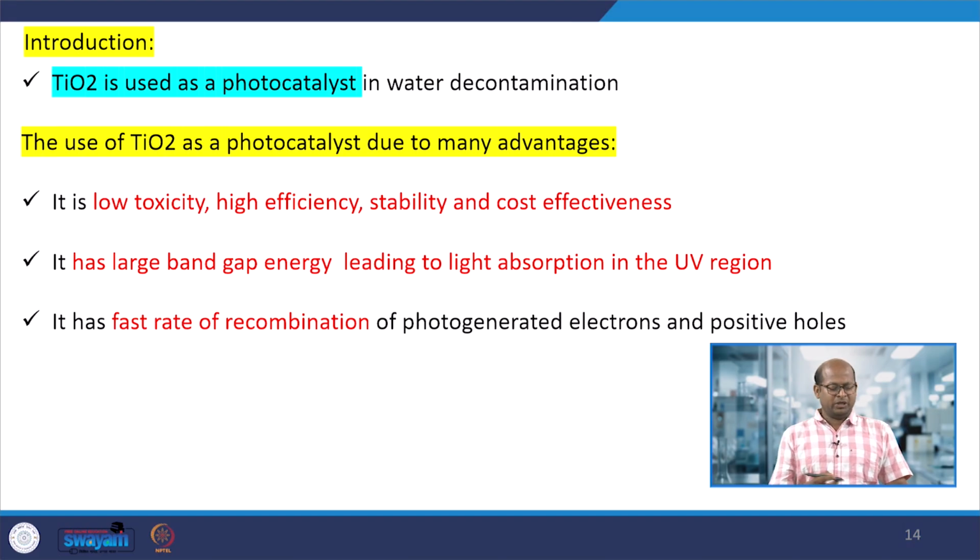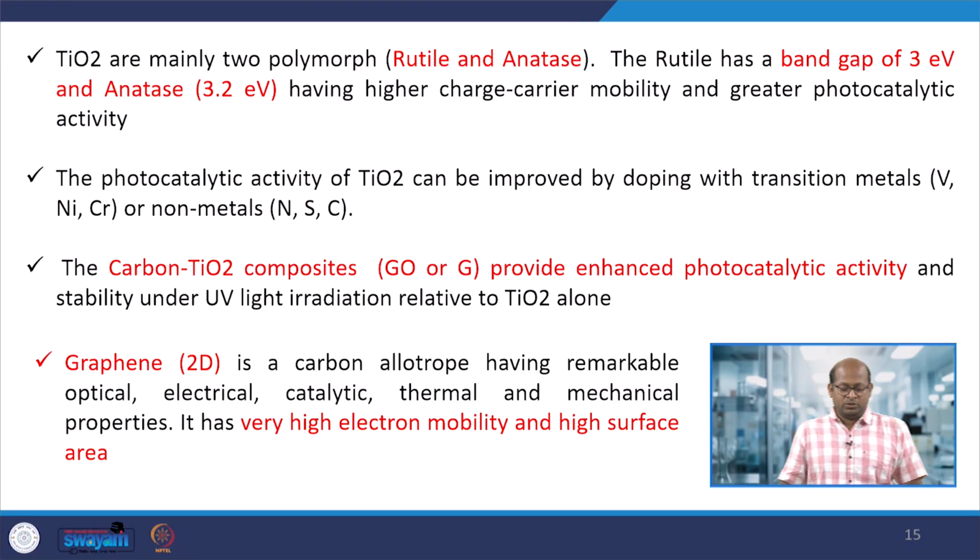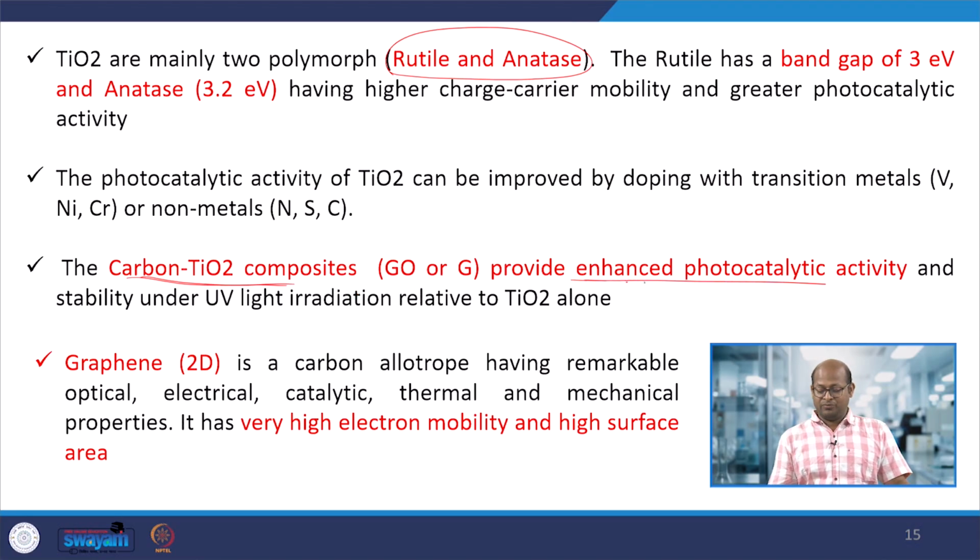So many advantages are there. By using titania as a photocatalyst, we can also use graphene or graphene oxide with titania. Titania alone can be used, but graphene titania or graphene oxide titania gives better performance than titania only. Graphene or graphene oxide composite with titania we can prepare. Titania has two different phases, rutile and anatase. When graphene oxide or graphene sheet forms a composite material, it enhances the photocatalytic activity.